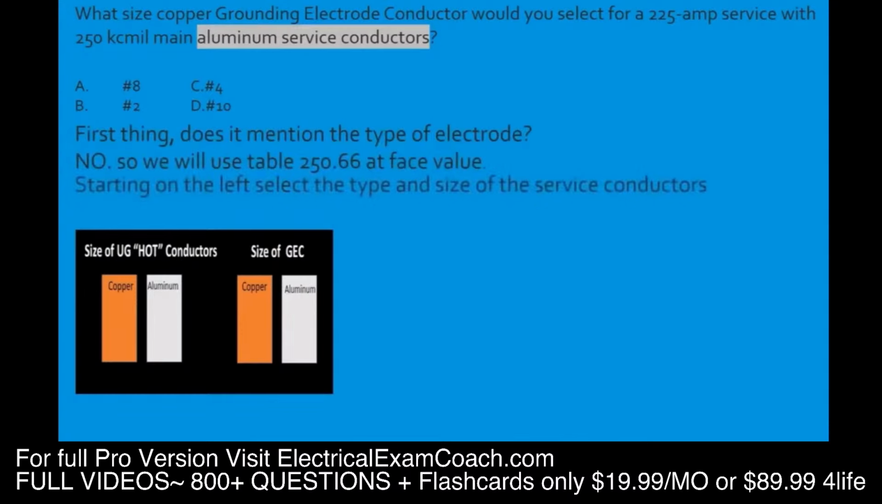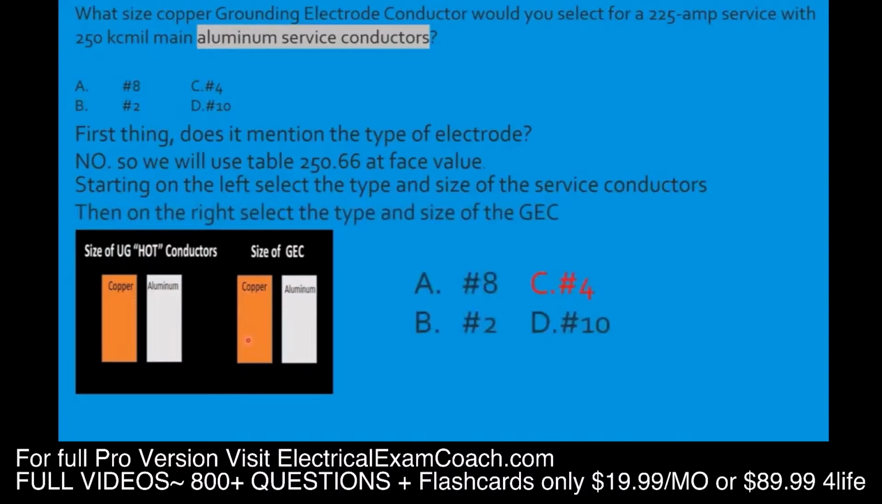Starting on the left-hand side with the type and size of service conductors, very careful, it's aluminum. Then when we make our crossover, being sure to go to the copper side because that's what it's requesting, we make our selection, and we're going to find that it's not required to be larger than a number 4.